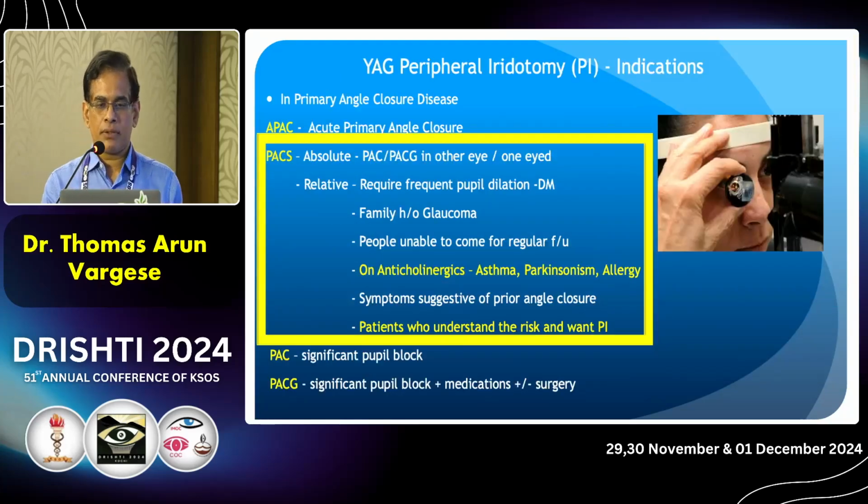So the question I'm trying to address here, this is what is usually recommended. The indications for YAG-PI in primary angle closure suspect are: one, if there's a history of primary angle closure in the other eye, or if it's a one-eyed patient. A relative patient requiring frequent dilatation. As you know, Kerala is now the diabetic capital of India. So many of our patients are diabetic and they need once yearly at least dilated fundus examination. People unable to come for regular follow-up.